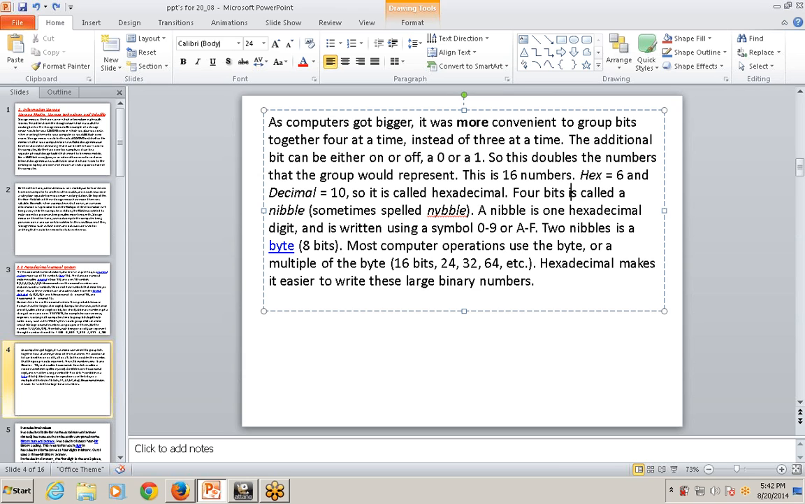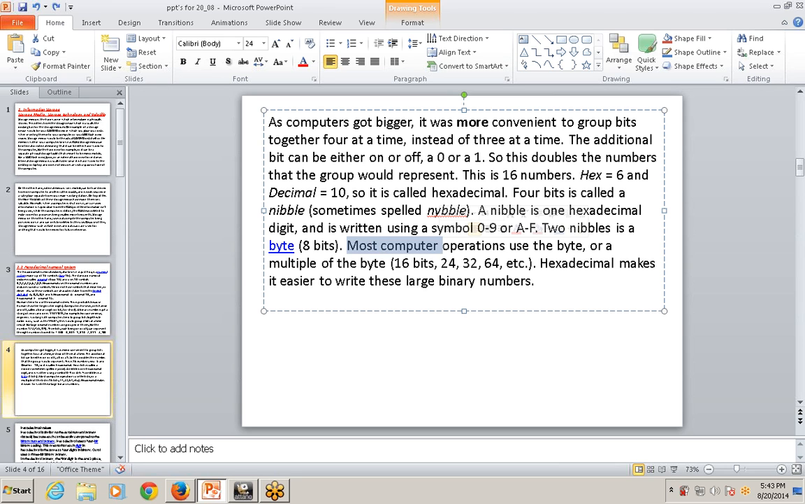4 bits is known as a nibble, and 8 bits is known as a byte. A nibble is one hexadecimal digit and is written as a symbol 0 to 9 or A to F. Two nibbles form a byte. One nibble is 4 bits and another nibble is also 4 bits, so when I combine 2 nibbles, that is known as a byte, and it contains 8 bits.